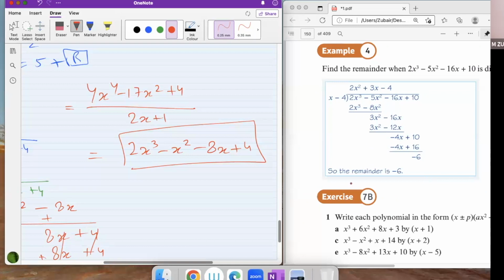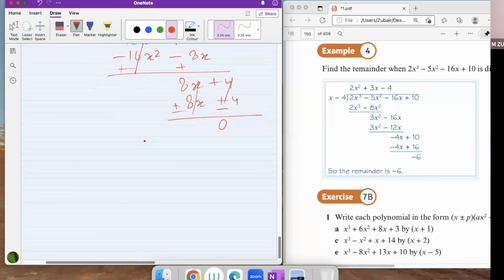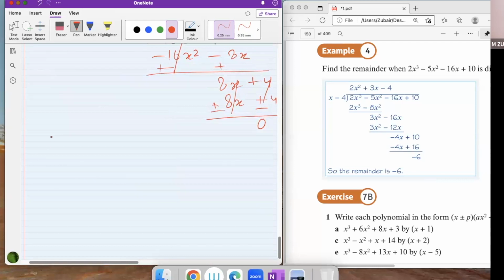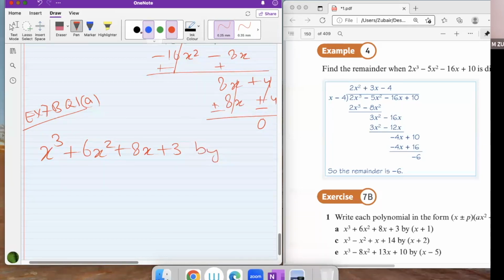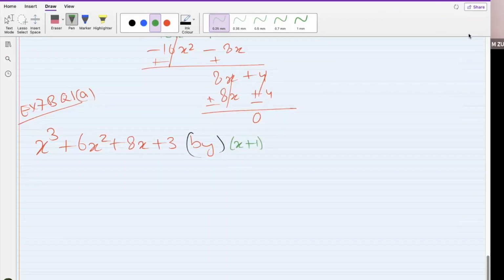Can you try this question number 1? Let me write the question. Exercise 7b, question number 1, part A. X cube plus 6x square plus 8x plus 3 divided by x plus 1. Please try this question.